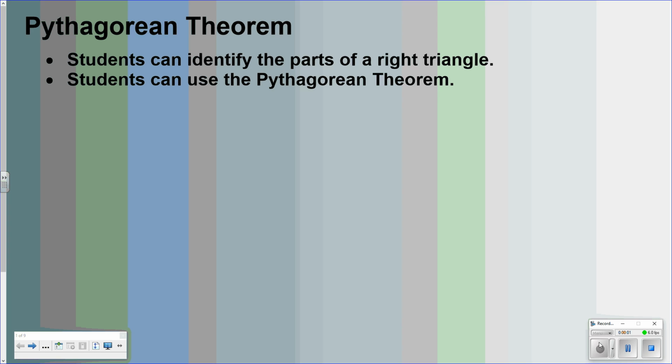In today's lesson, we'll be talking about the Pythagorean Theorem. At the end of the lesson, you should be able to identify the parts of a right triangle and use the Pythagorean Theorem to find the length of a missing side.